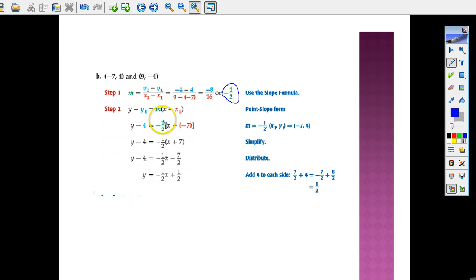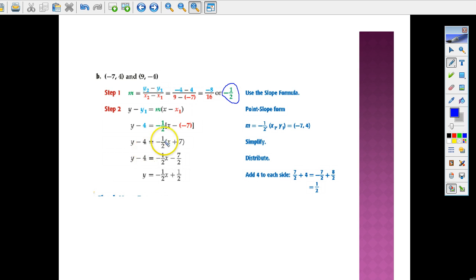Once you find your slope, this time we use the point slope form. So your m is negative 1/2. Now the point, you can use either one of these points. It really does not matter. You'll still get the same answer. The textbook used the first one. So x is negative 7 and y is 4.